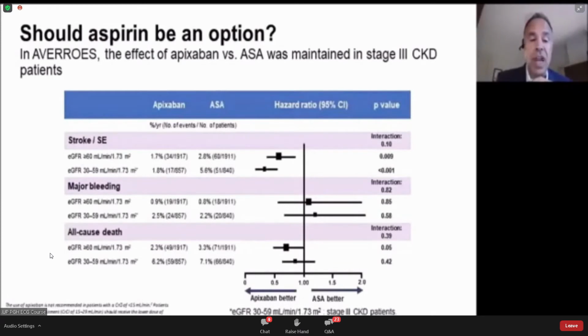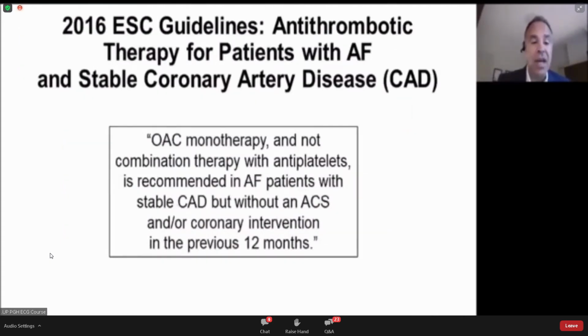And I think what you can appreciate is, regardless of the degree of renal dysfunction, based on eGFR greater than or equal to 60 milliliters per minute versus less than, at least down to a level of 30, we can see that the benefit of apixaban over aspirin is maintained for stroke and systemic embolism prevention, and there are similar rates of bleeding comparing apixaban to aspirin, and numerically lower all-cause mortality risk comparing apixaban to aspirin.